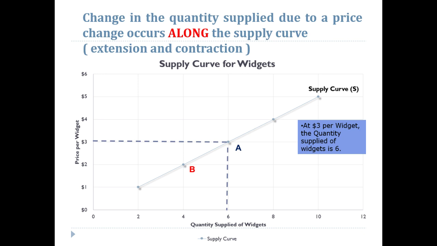On the other hand, contraction of supply means that due to a fall in the price, less quantity of a product is offered for sale. So a downward movement along the same supply curve is known as contraction of supply, right? Upward movement is known as extension of supply. Downward movement is known as contraction of supply, right?